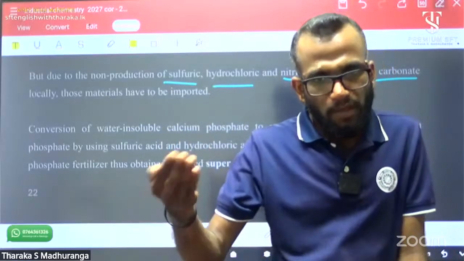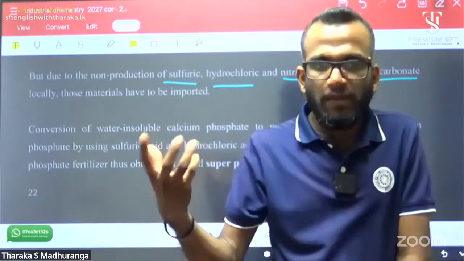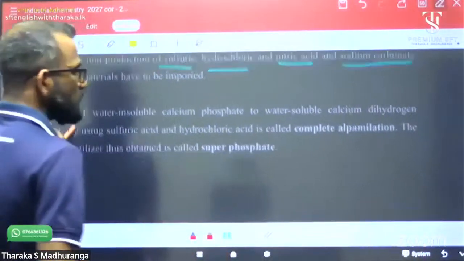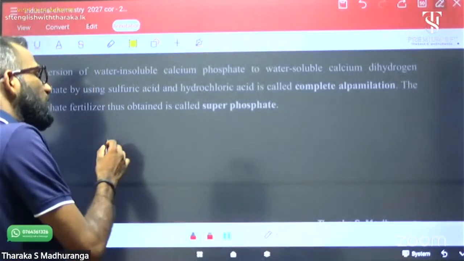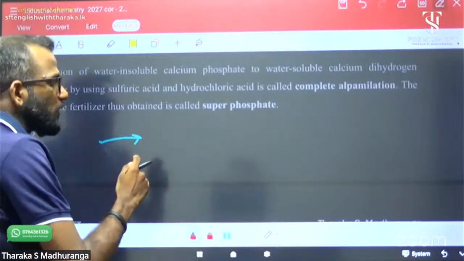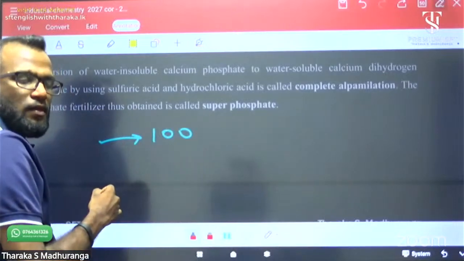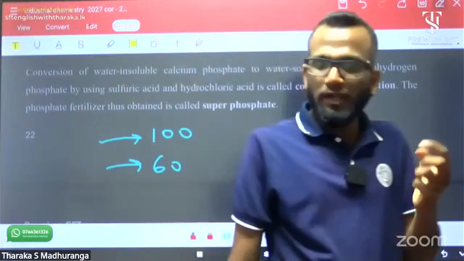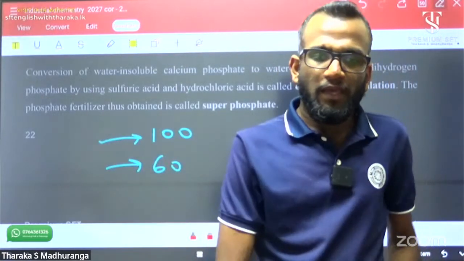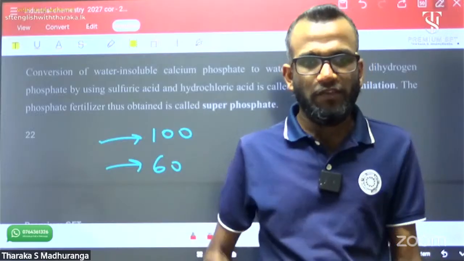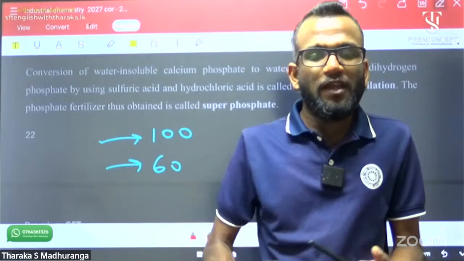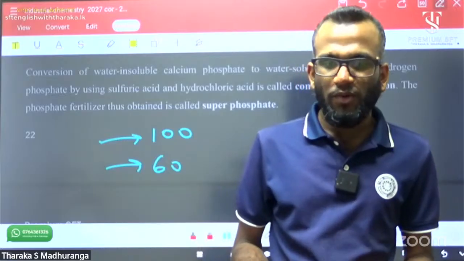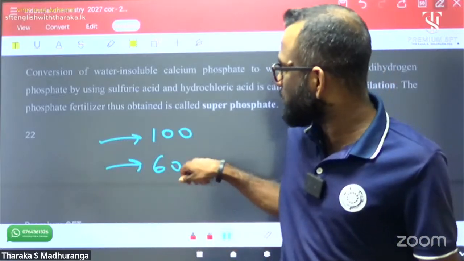Sometimes the import and production total cost is greater than the import cost. Let's think like this: if we import and make TSP, 1 kilogram costs 100 rupees, but we can import already prepared TSP for 60 rupees. That's the main issue. That's why we import containers. We can't produce with low production cost because we don't have acid industries. They are the main real practical issues.